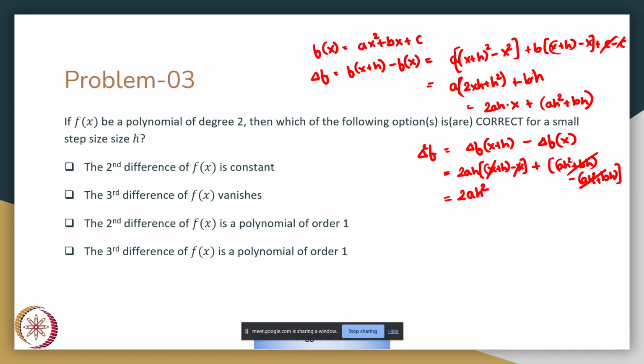So this tells us that the second difference of f of x is constant, which in turn means that the third difference of f of x should be 0, or it should vanish. So options A and B.